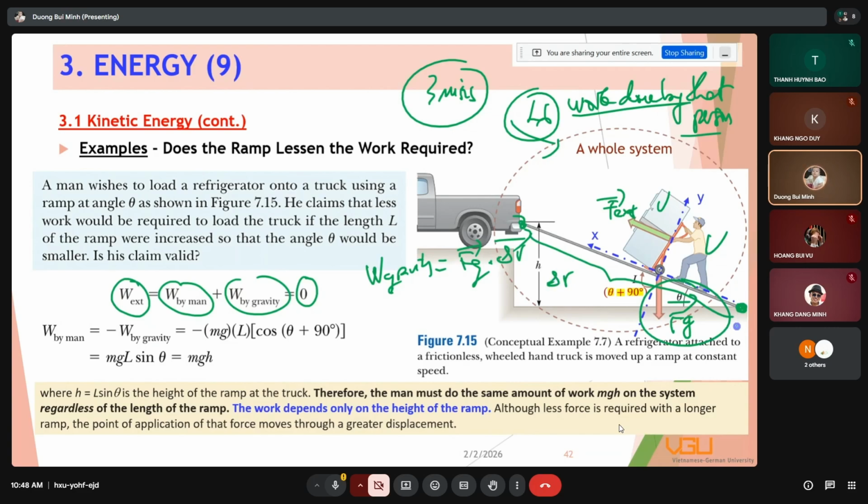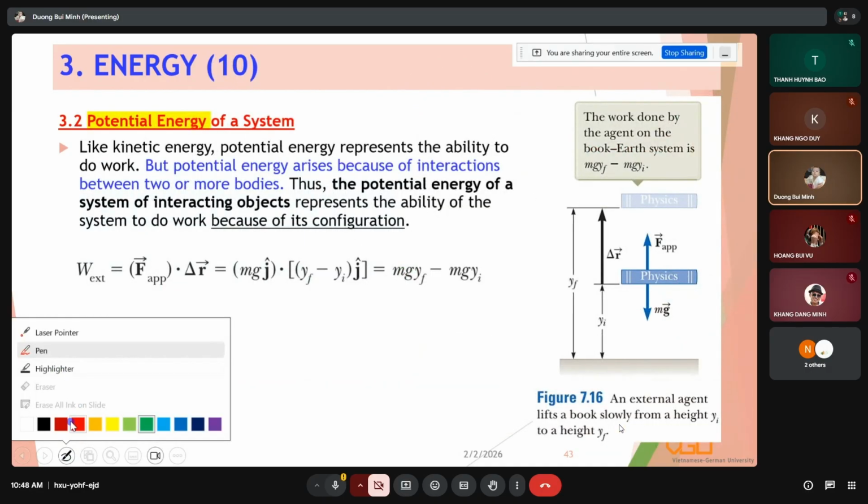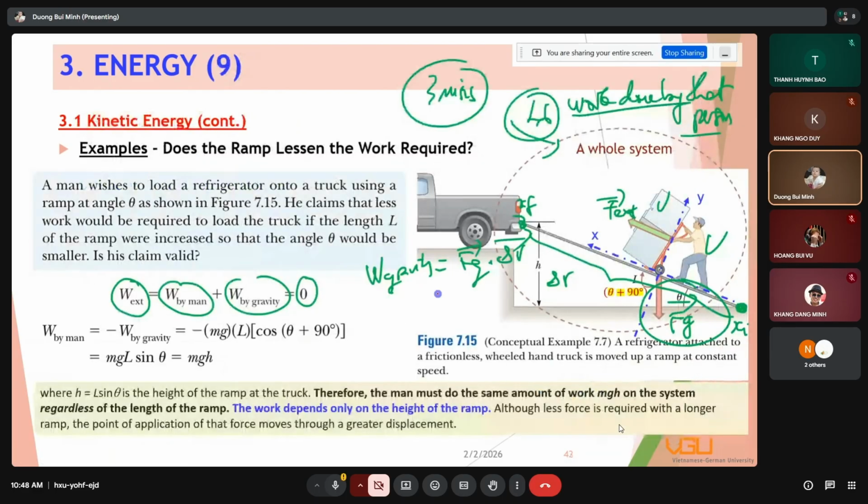This is xi and this one is xf. So we set the coordinates like this. This one is y, this one is x, this is the reference coordinate, right? Reference coordinate.